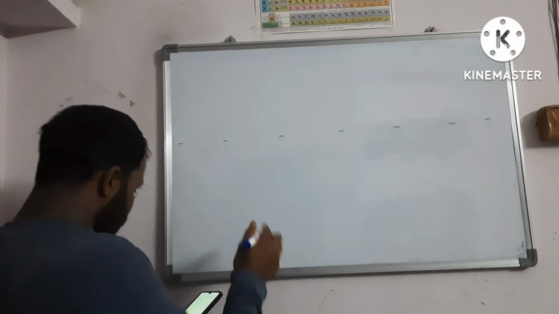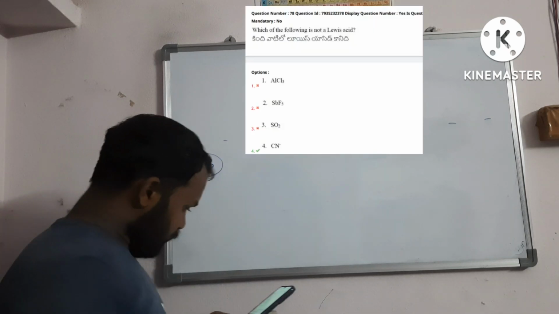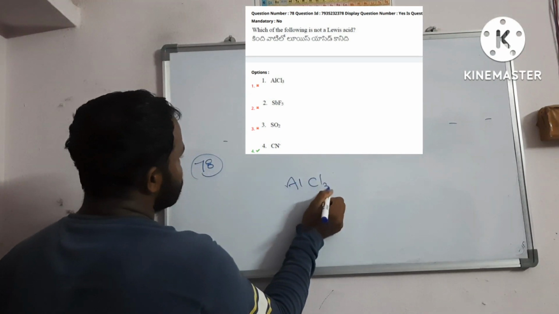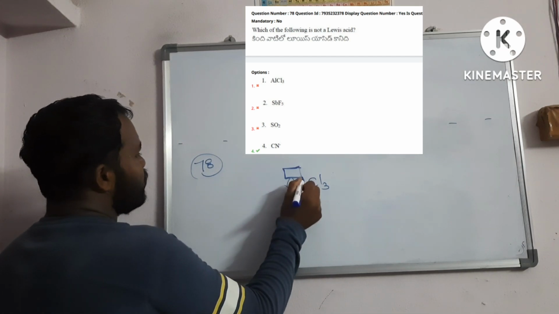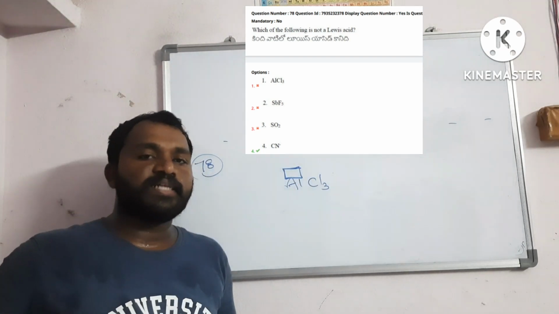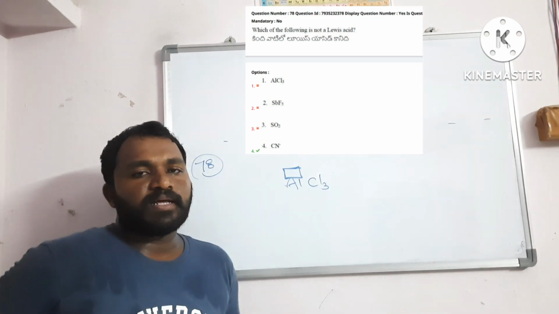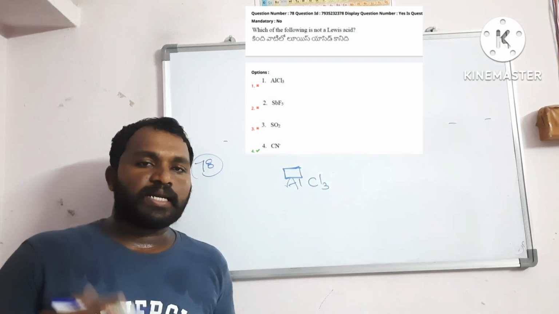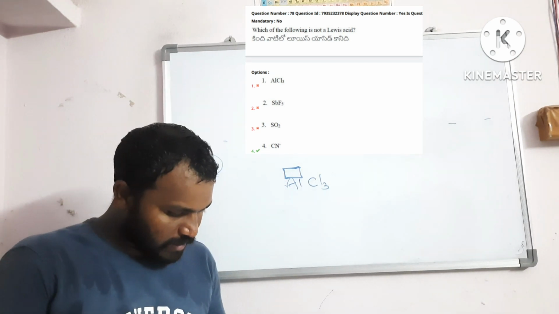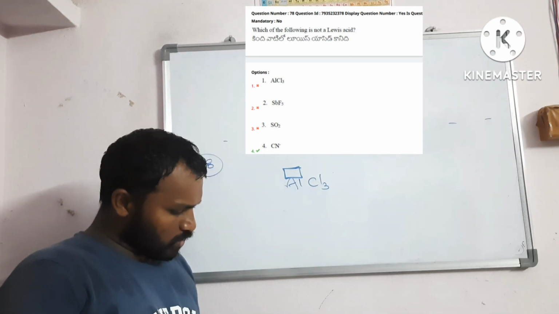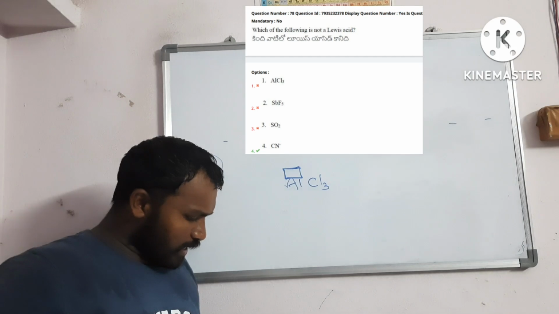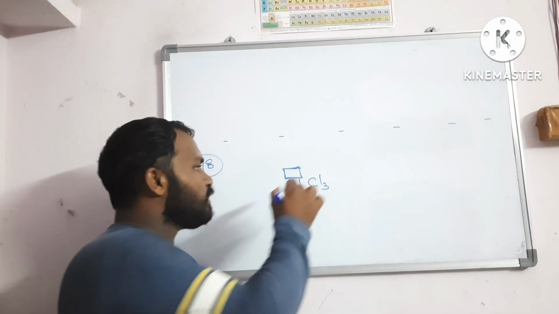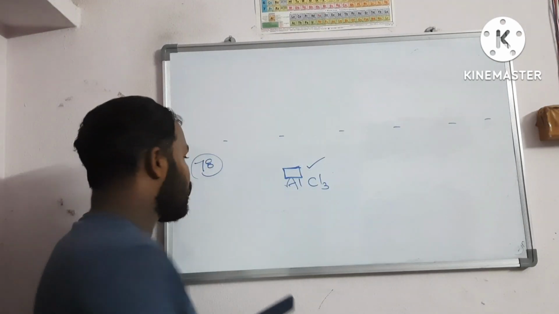Question number 78. Which of the following is not a Lewis acid? Directly CN minus, because AlCl3, if I take it, contains vacant orbitals. First, what is the Lewis acid definition? An acceptor of a lone pair is called a Lewis acid, and an electron pair donor is a Lewis base. They asked for what is not a Lewis acid: AlCl3 is a Lewis acid, but CN minus is not a Lewis acid.